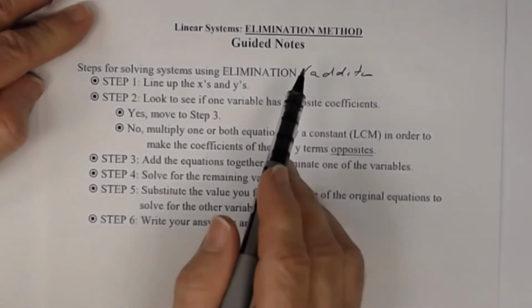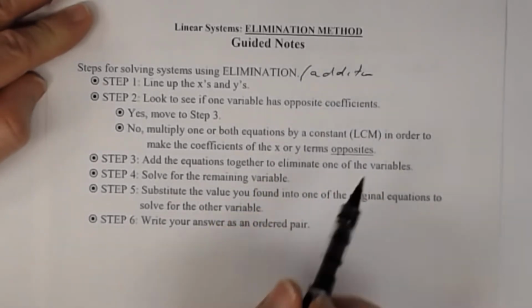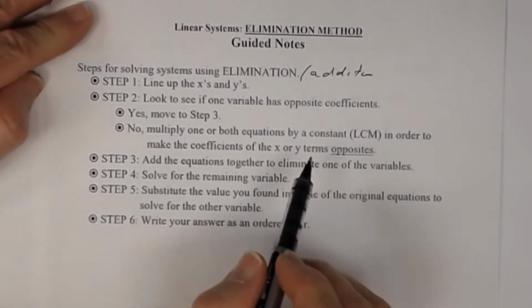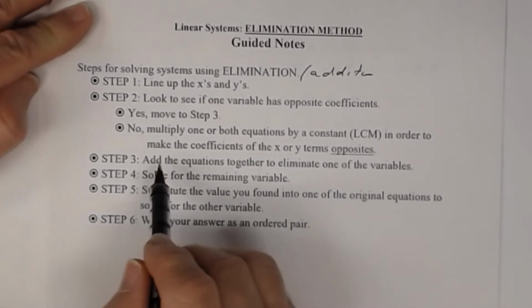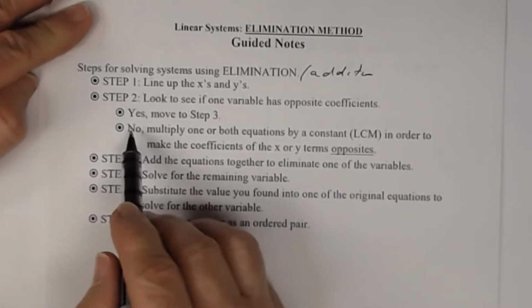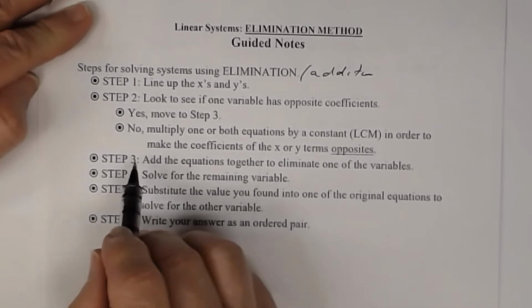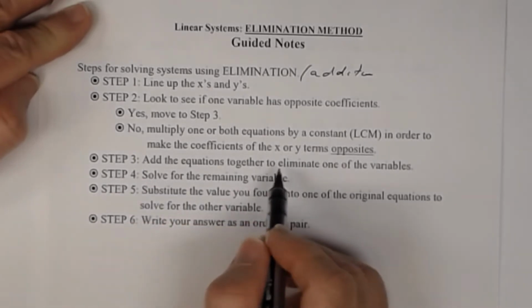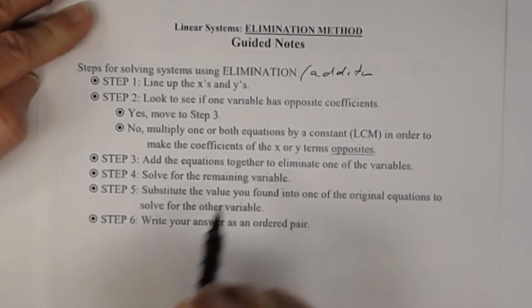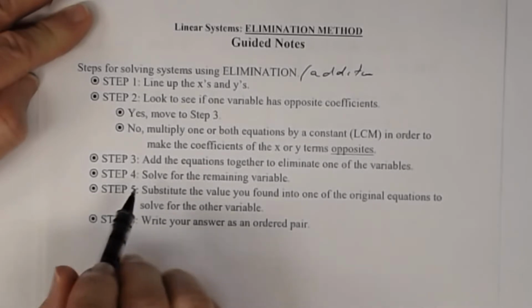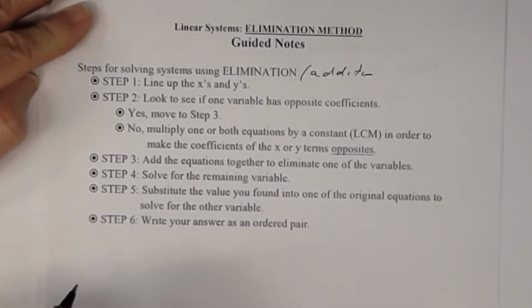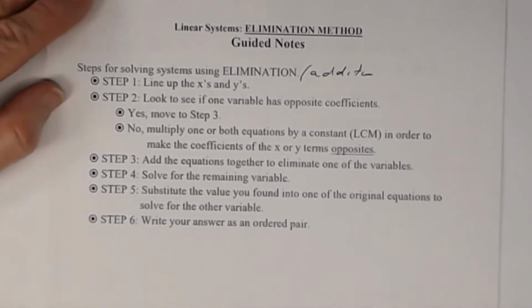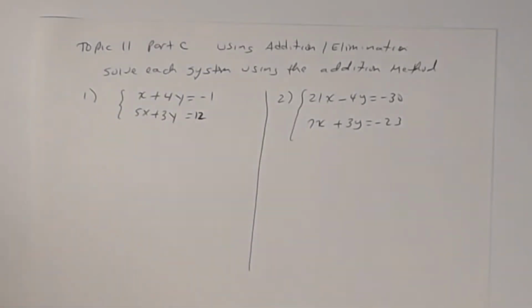That way, when you add them, one of the variables is eliminated. So once you get past step 2, the next step is to add the equations, and one of the variables will be eliminated. Then you solve for the remaining variable, and then you substitute that into one of the other equations. And that's it. That's all you do. So let's look at an example. Let's go to number 1.